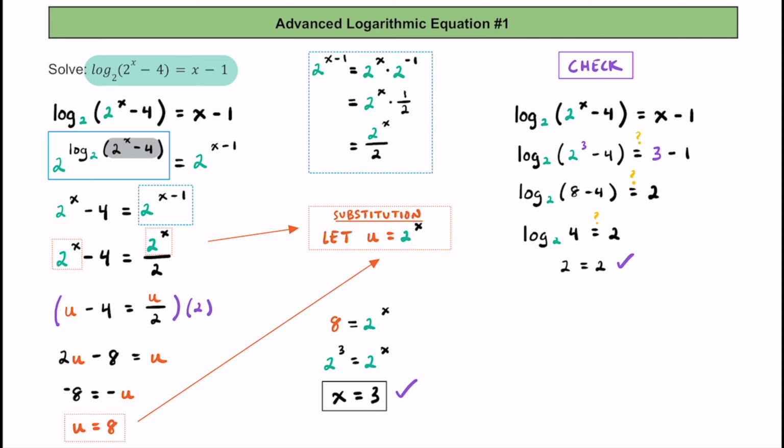So there you have a little bit more advanced logarithmic equation where we had to be more creative with some of our exponent rules, as well as using some u-substitution to make the equation a little bit more user-friendly as we were solving, and then we switched it back to using our original expression of 2 to the x power.